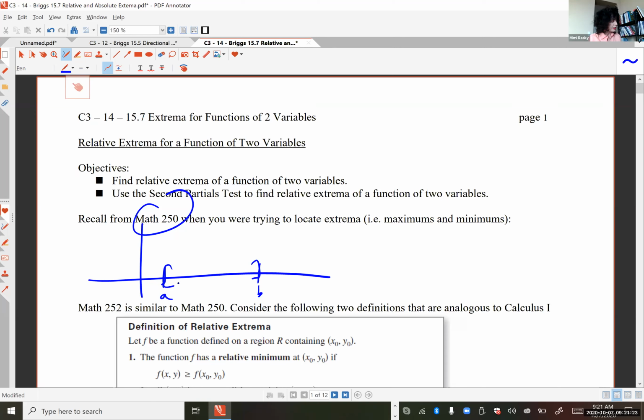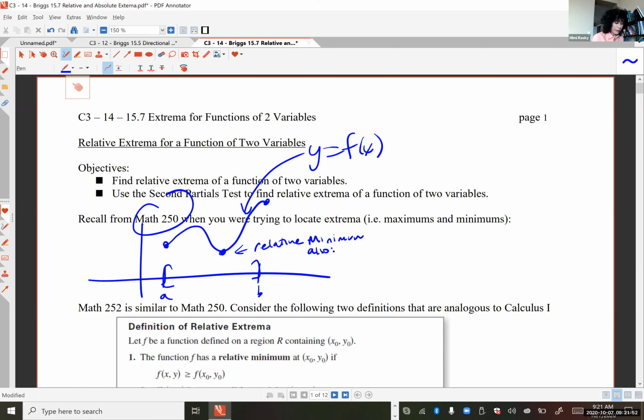It won't be from negative infinity to positive infinity. You had a nice graph here like this. This is Math 250. And let's say this curve is described by y equals a function of x. Now what? Well, it turns out that on this interval a to b, this point here is a relative minimum. And not only that, it's also the absolute minimum. Why is it both? Because it has the lowest y coordinate compared to all the other points on the graph. So it's also the absolute minimum.